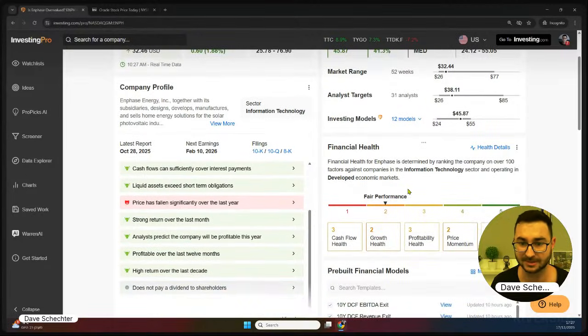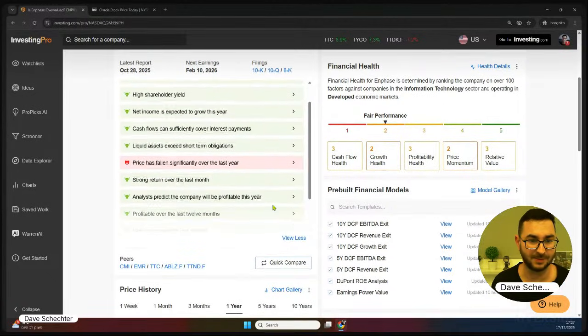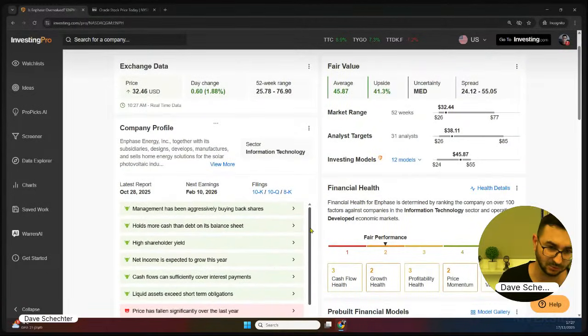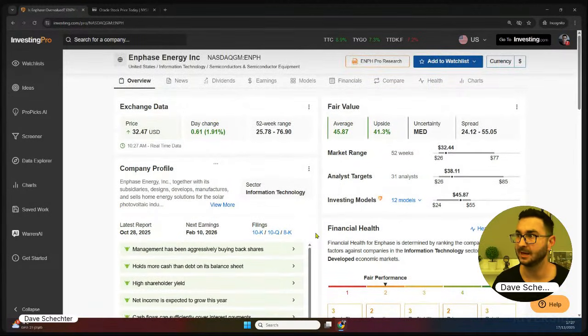Yes or no? What does the financial health look like? In this particular case, the financial health of Enphase doesn't look so great. Okay, let's go ahead and take a look at ProTips. Is there anything that jumps off the page that would prevent me from wanting to look further into this company? Yes or no?